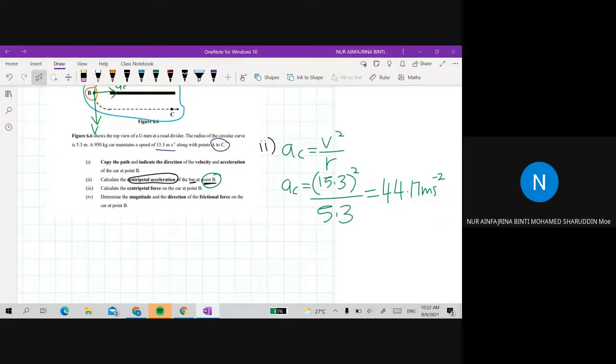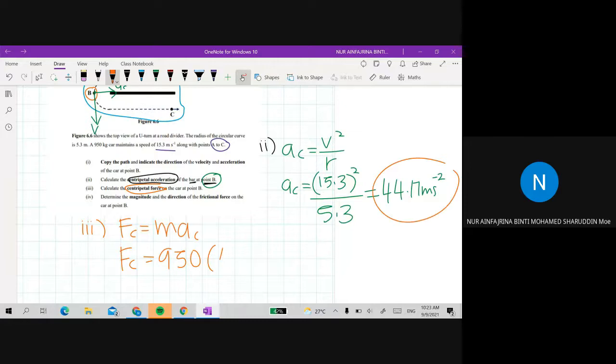Calculate the centripetal force of the car at point B. Okay, ini dia minta centripetal force. Apakah formula untuk centripetal force? FC sama dengan MAC, very good. So, mass awak berapa? Mass kereta ni 950 kg. Dan centripetal acceleration dia, awak dah kira. Awak masukkan saja 44.17. So, bila dah masuk, awak akan dapat berapa jawapan awak? 4.2 times 10 to power of 4 Newton. Am I right?